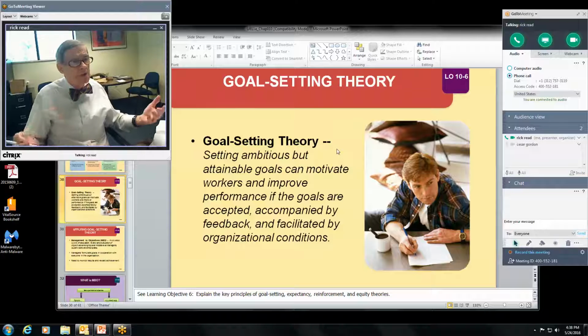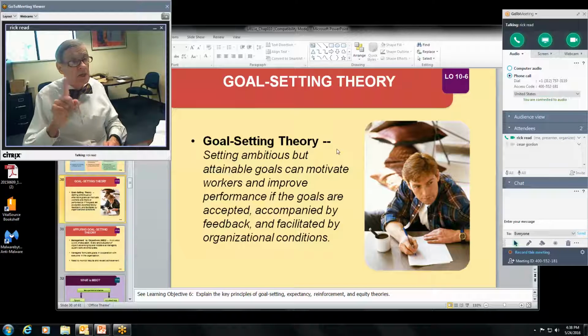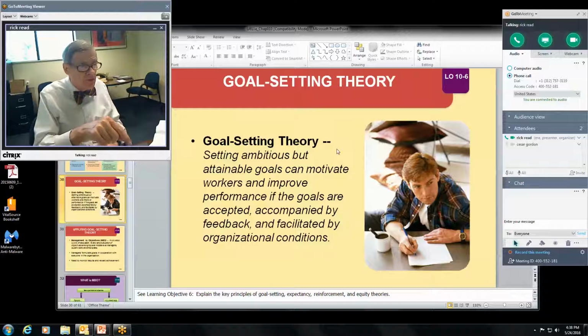So I have many times used the term moderately challenging. Perhaps I should take the word moderately out and just use challenging but attainable. And when people see that, they're going to go in. And of course, the other thing about goal setting is the employee has bought into this and said, yeah, I can do it, and he or she helps set the goals. So it's not imposed upon the employee.